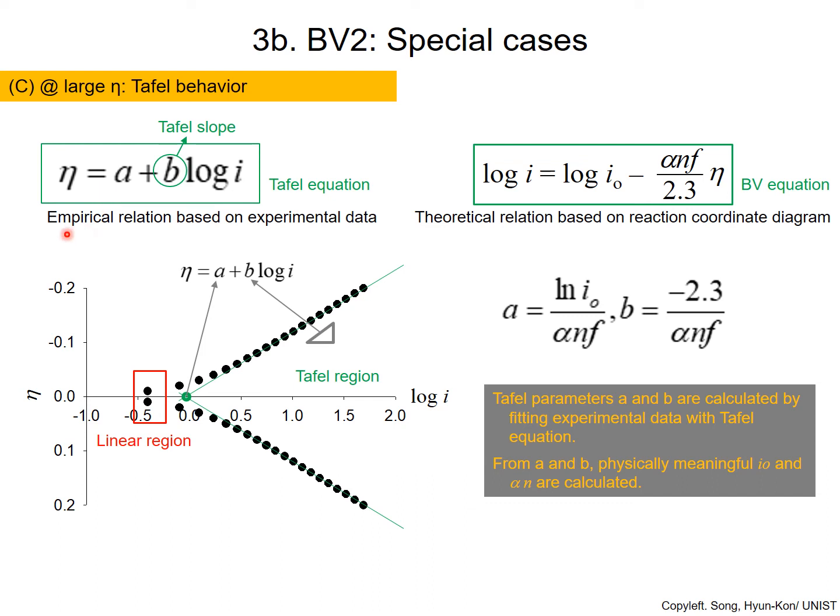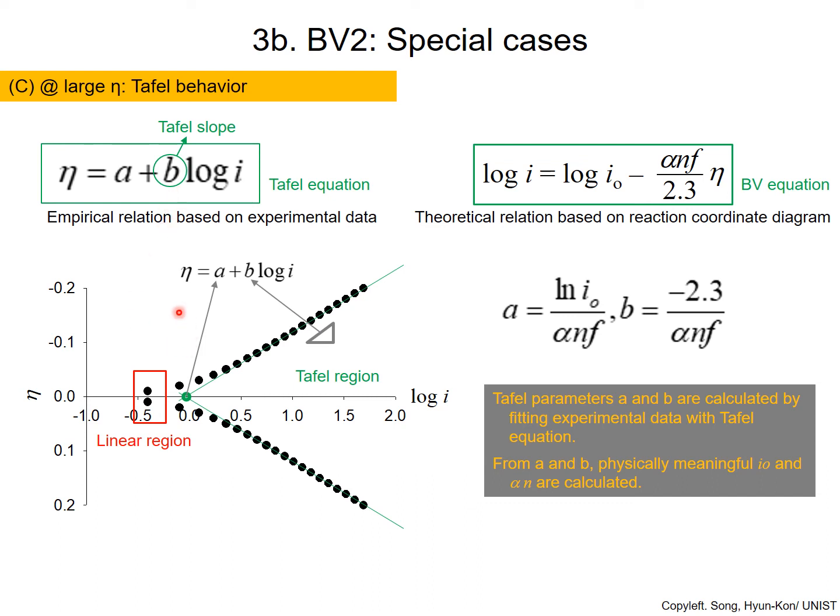This Tafel equation is an empirical relation based on experimental data. So the Tafel parameters A and B are physically meaningless. A is the y-intercept for the curve of potential versus log current, and B is called the Tafel slope. It is a very well-known parameter.